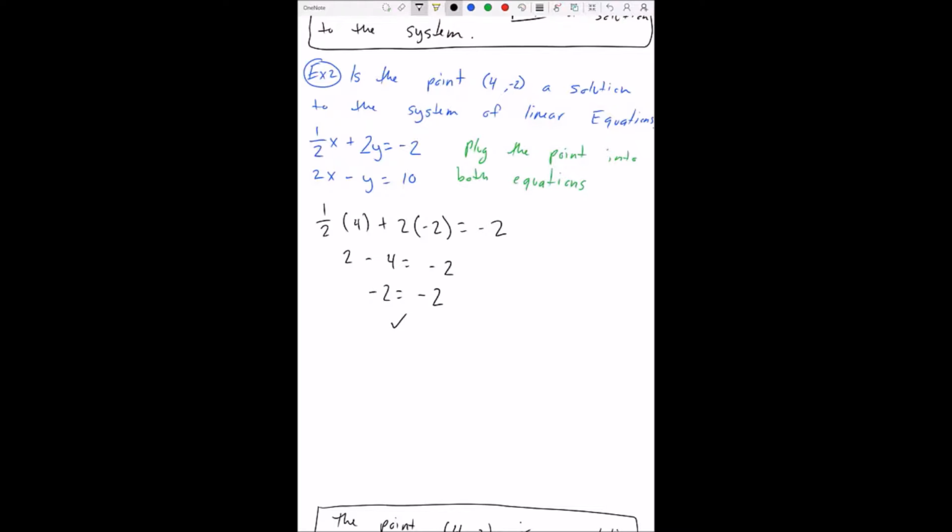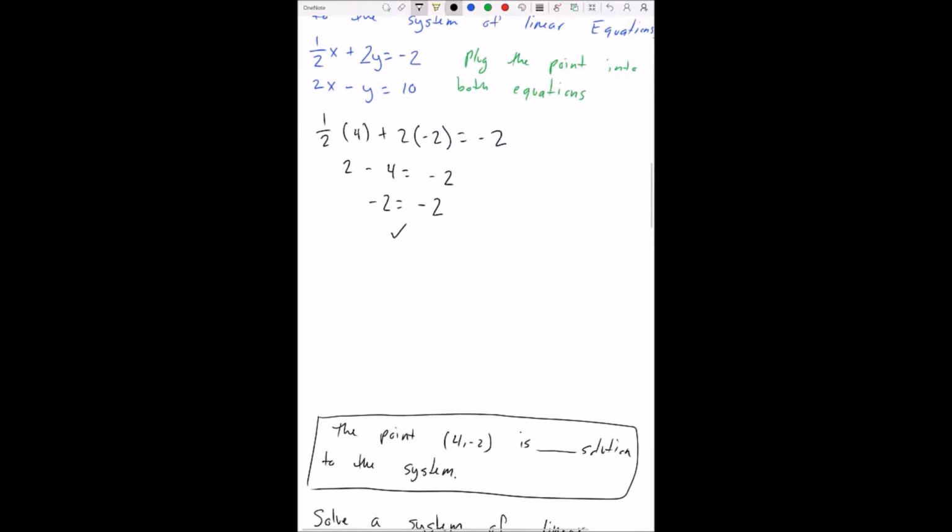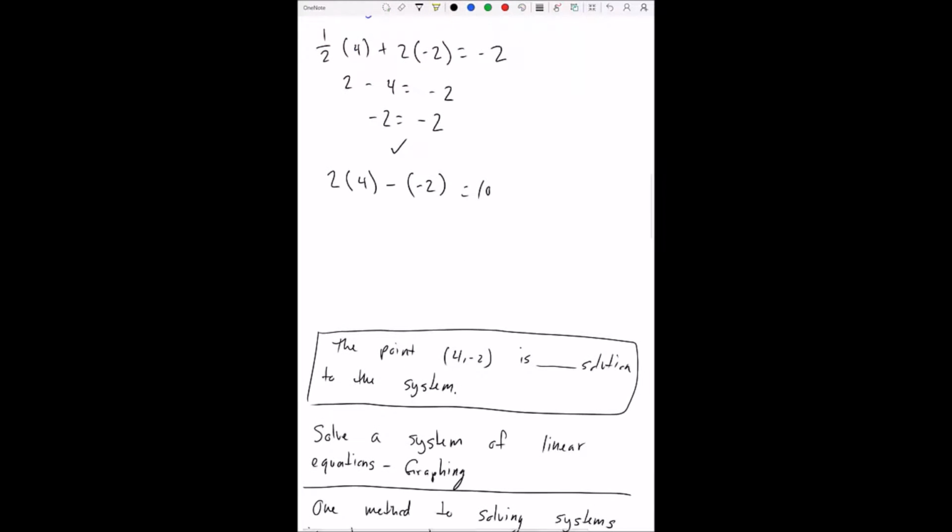It works for the first one, but we have to check, does it work for the second one? So we plug it in. We have 2 times x, which is 4, minus y, which is negative 2, equals 10. Our minus minus becomes plus, so we have 8 plus 2 equals 10. 8 plus 2 is 10, and it checks out. So the point (4, negative 2) is a solution to the system.